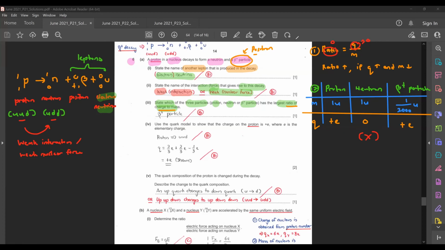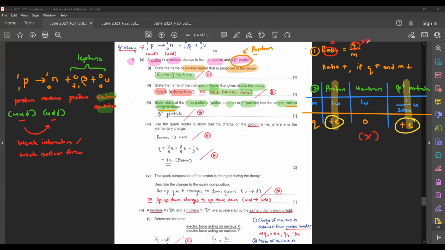The question wants the largest ratio of charge to mass. If you have 0 for your charge, there's no ratio whatsoever. So the only ones you can consider are the first and third columns, proton and beta plus particle. But you will notice that both have exactly the same charge, so if you compare based on charge alone, they're the same. There's nothing you can do there.